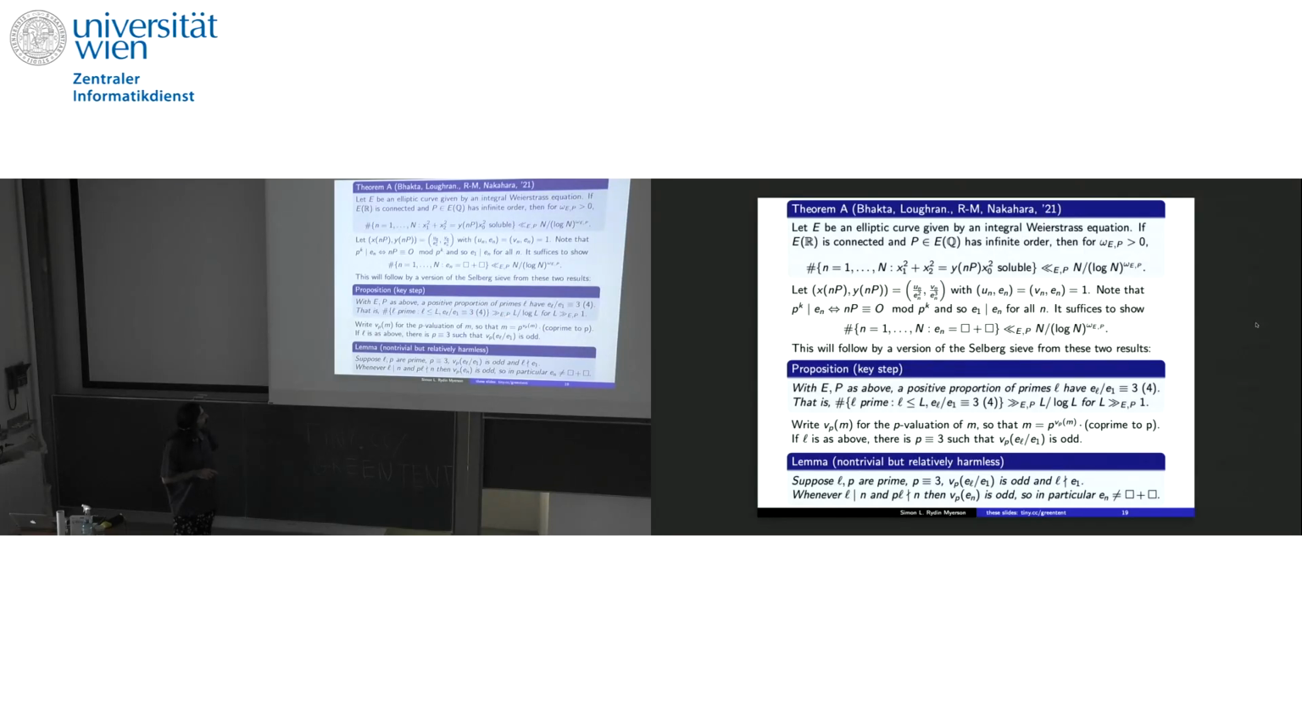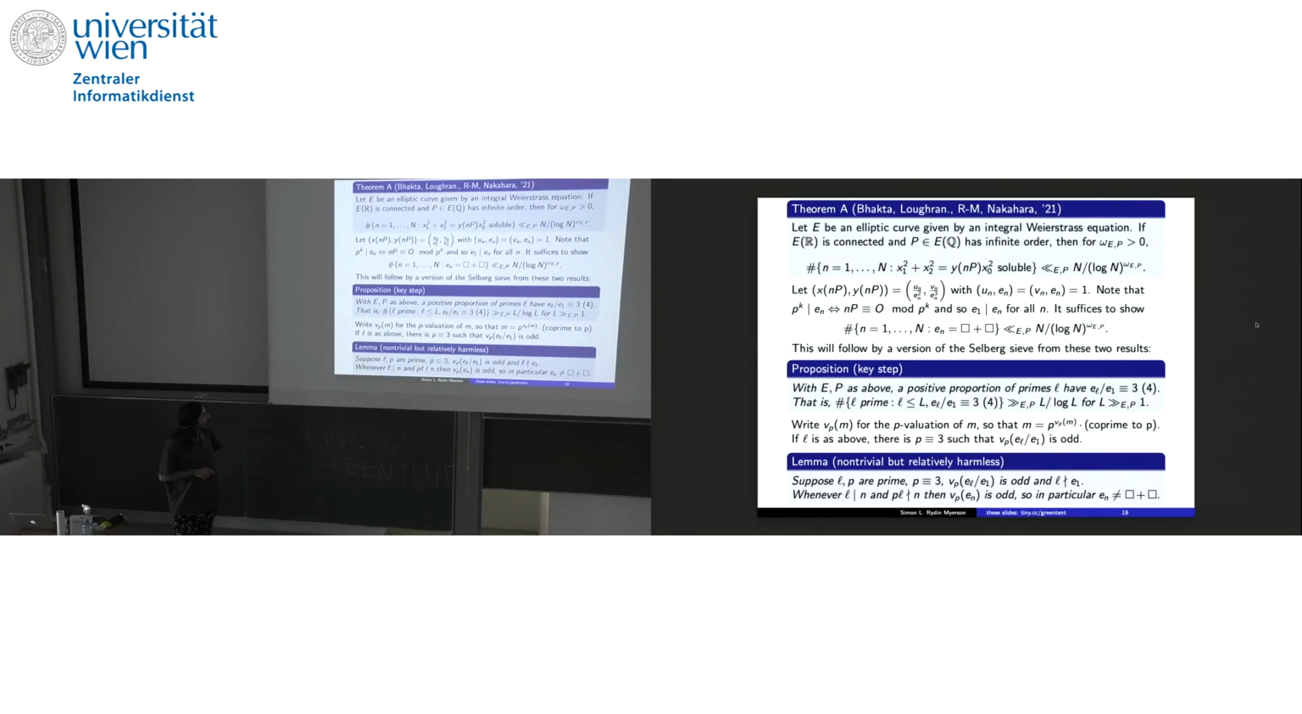Okay, and here I've just written out what exactly I mean by a positive proportion of primes L have this. So if we look at just ordinary rational primes going up to some bound capital L, and we impose the condition that EL on E1 is 3 mod 4, then that's bounded below by a multiple of L on log L. So this is where the meat of the proof is.